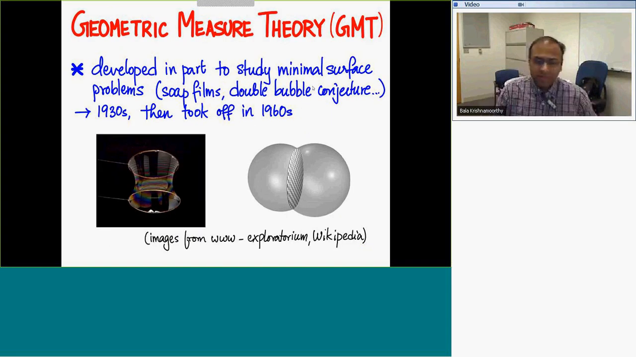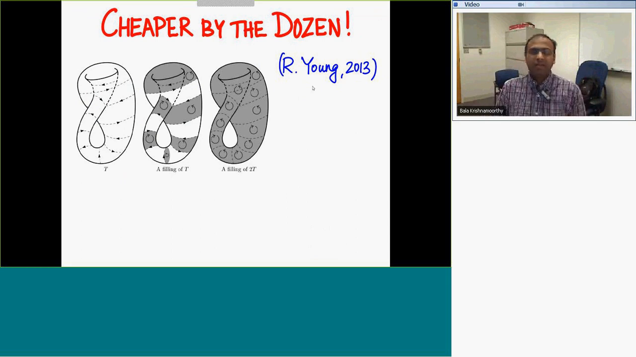And one slide over, what GMT is mostly about. It was developed back in the 1930s, originally to study minimal surface problems, so soap films and the bubble conjecture. By minimal surface, I mean you're given a boundary, a loop, for instance, and you want to find a surface that has that boundary and has the minimal area. Initial work started in the 1930s, but a lot of advances were made in the 1960s. A very interesting problem in this context is that minimal surfaces come, as they say, cheaper by the dozen.